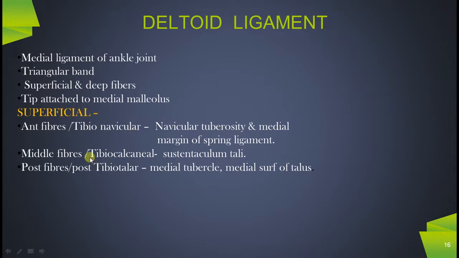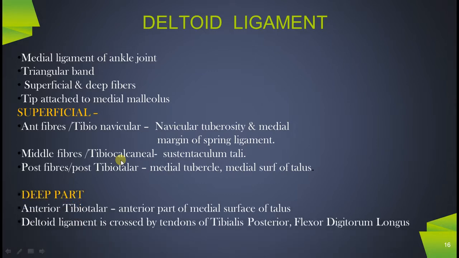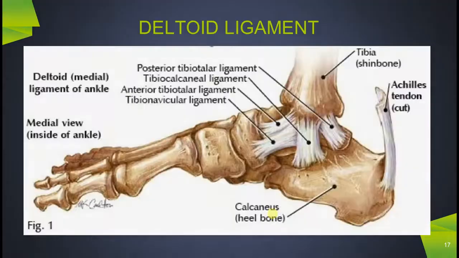Middle fibers, tibiocalcaneal, go to the sustentaculum tali, a projection you will see on the calcaneal bone. Posterior fibers go from the medial malleolus of the tibia to the medial tubercle or medial surface of the talus. This is the superficial part. The deep part, only anterior fibers, goes to the anterior part of the medial surface of the talus. This deltoid ligament is crossed by tibialis posterior and flexor digitorum longus.